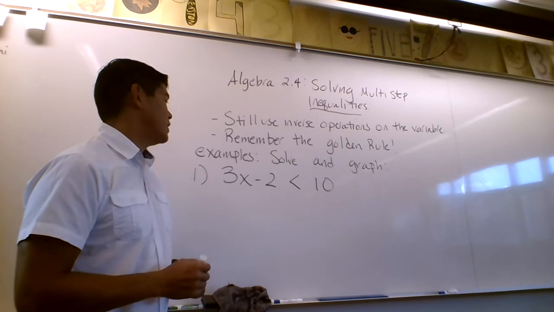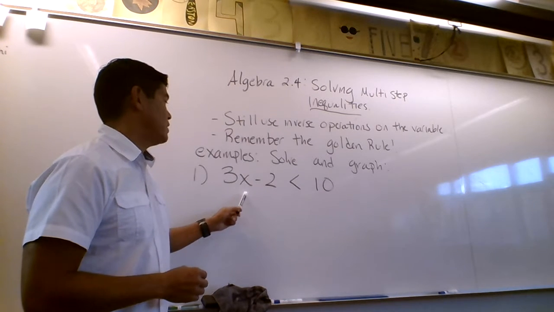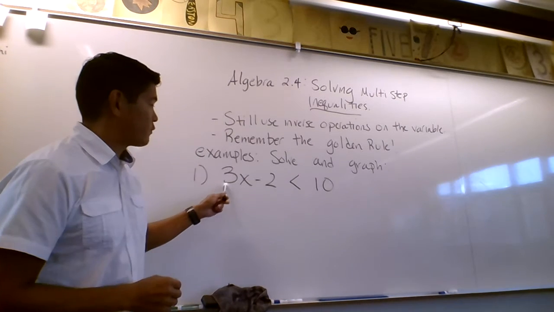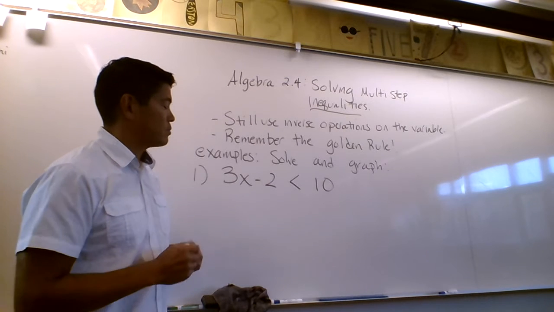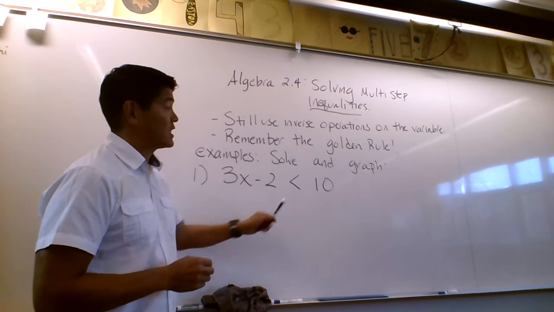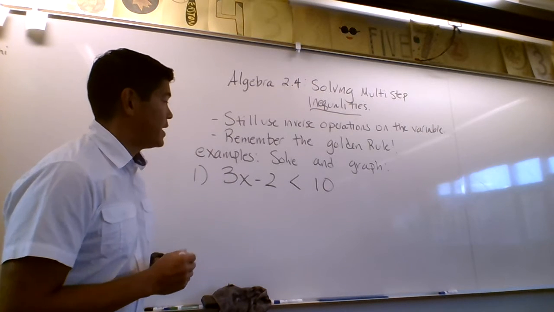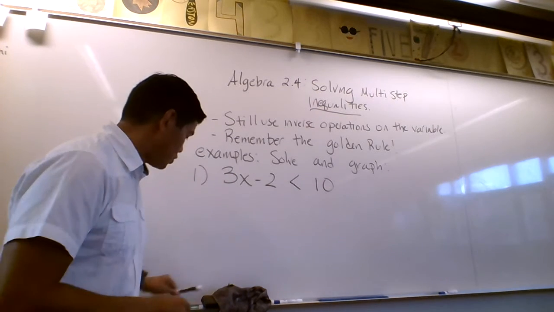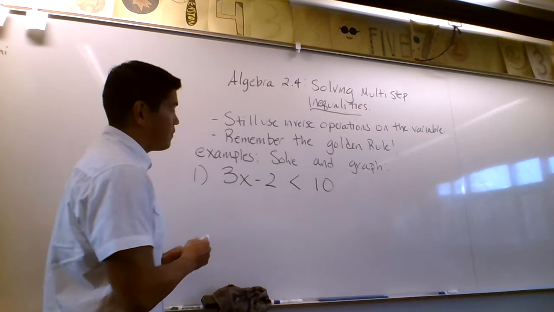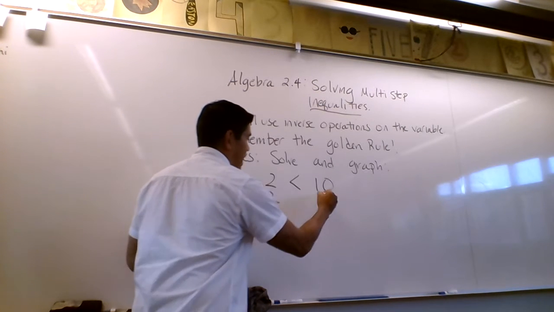So again, similar to equations, you have to see what's being done to the variable. Here, x is first being multiplied by 3, then you're subtracting 2, and now it's less than 10. The last thing being done to the variable on the left side is subtracting 2, so the first inverse or opposite operation is adding 2 to each side.